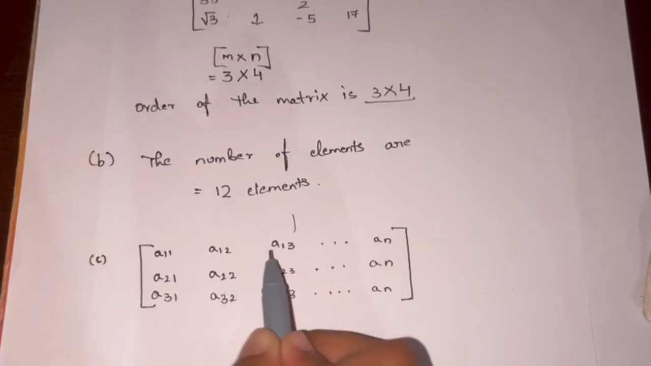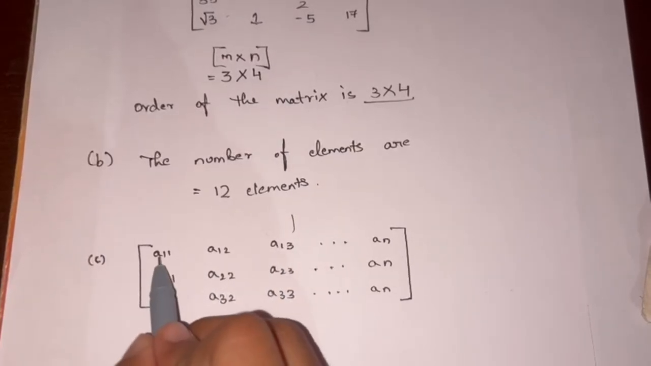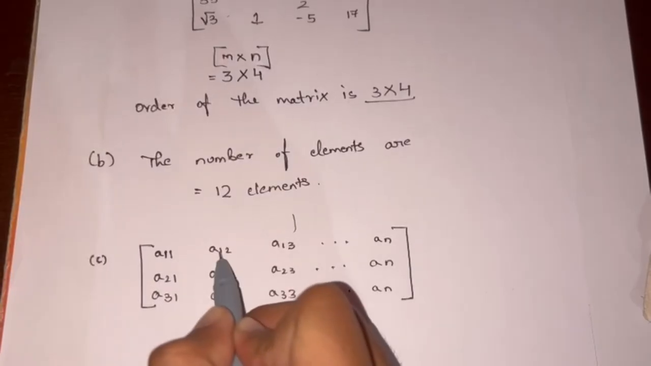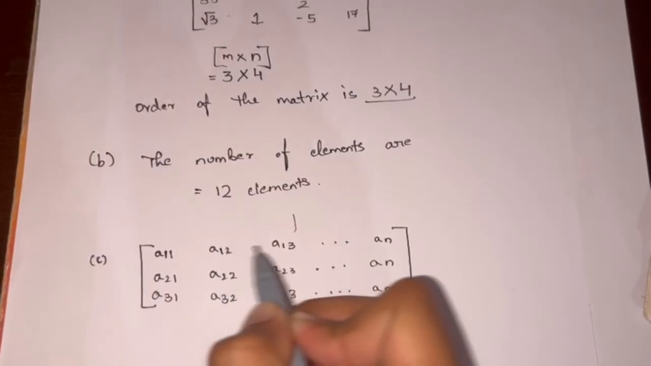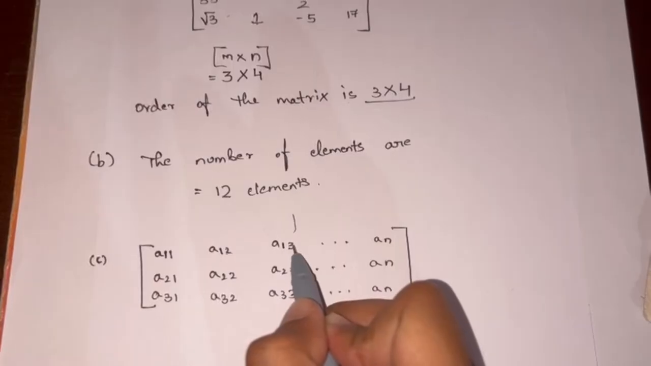We read this as A11, A12, A13. Why is that so? Because this is the first row and first column. Here this is the first row and second column. Here this is the first row and third column, and so on.